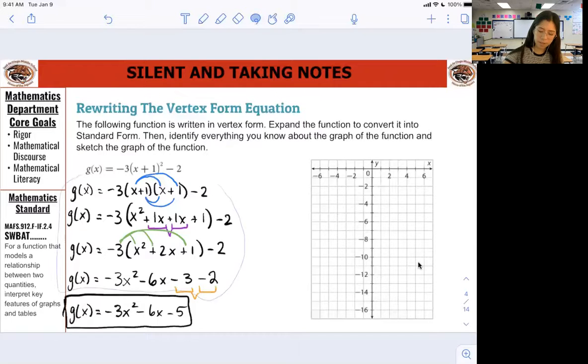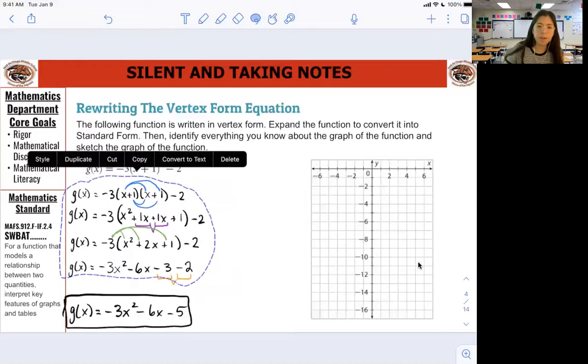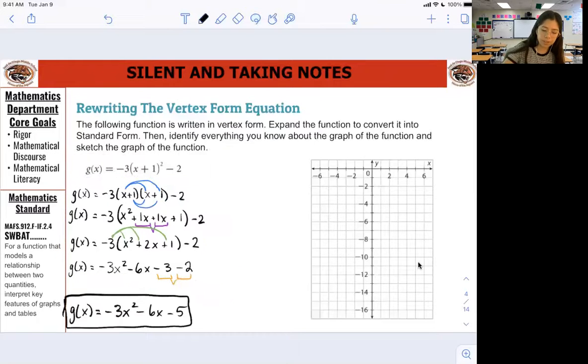So now what we're going to do, same thing. We're going to just write down everything we know about this function. What's one thing we know? The y-intercept is -5.